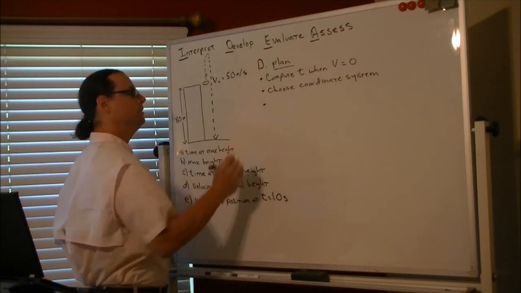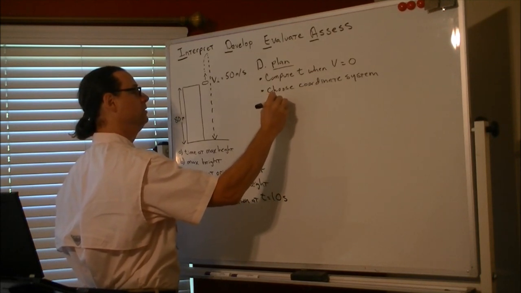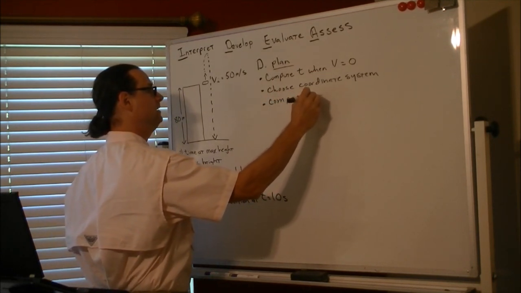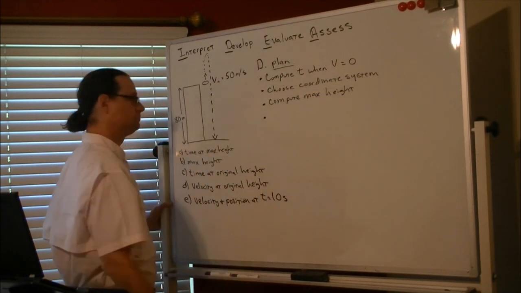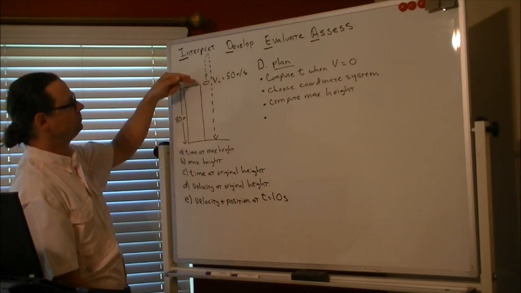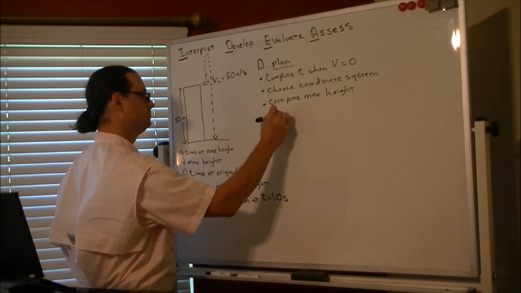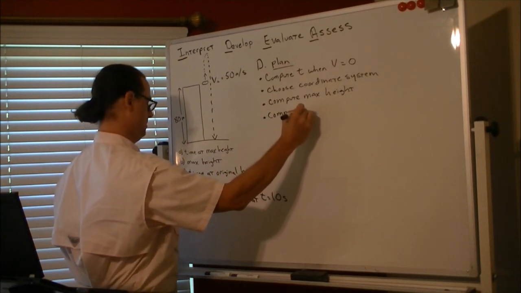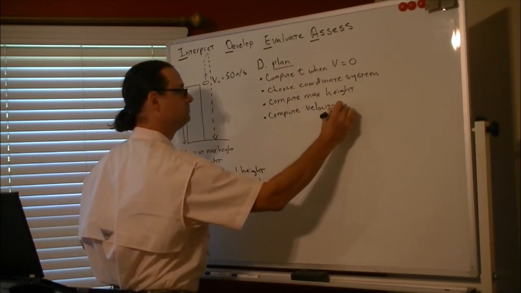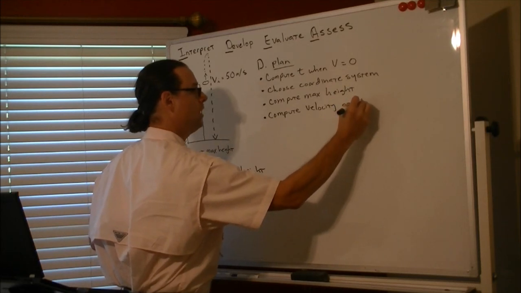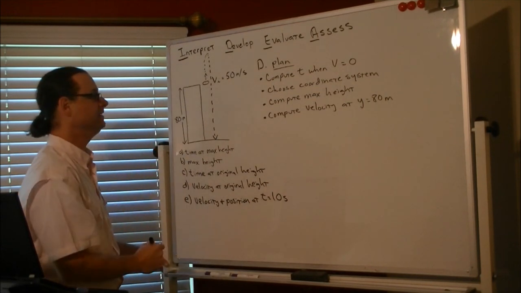After we choose the coordinate system, we can go ahead and take this next step and compute maximum height. Now, after we compute the maximum height, we can go ahead and compute the velocity at y equals 80 meters, because our original height is at 80 meters.